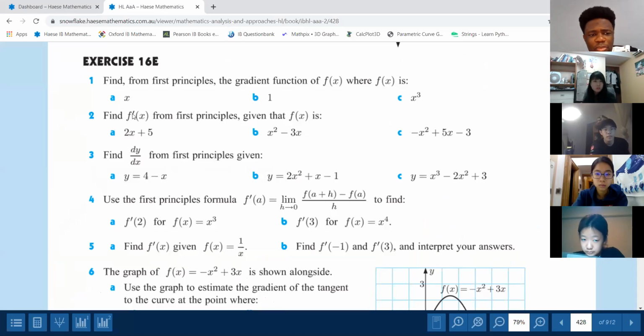So find f prime of x. I call it f prime of x sometimes, but f dash x, it doesn't matter. But don't call it f of x, all right? Finding this and finding this is the same thing. The only difference is we use the Leibniz notation to denote our gradient function. That's it. It's the same thing we are talking about, all right? So which do you prefer I do? 2C or 3B?